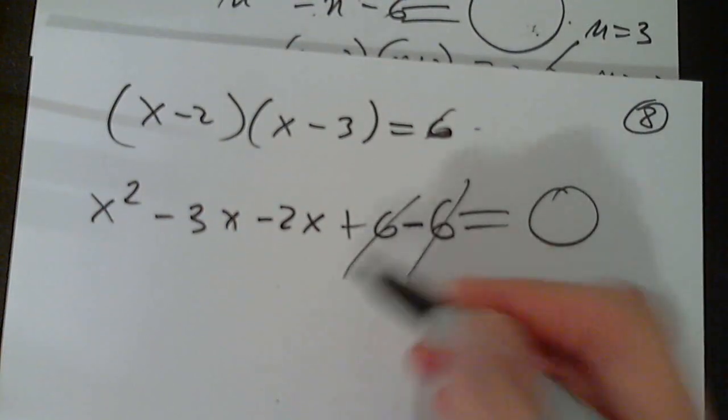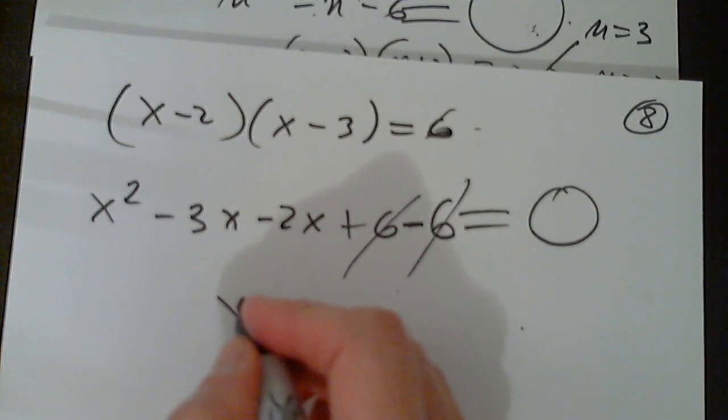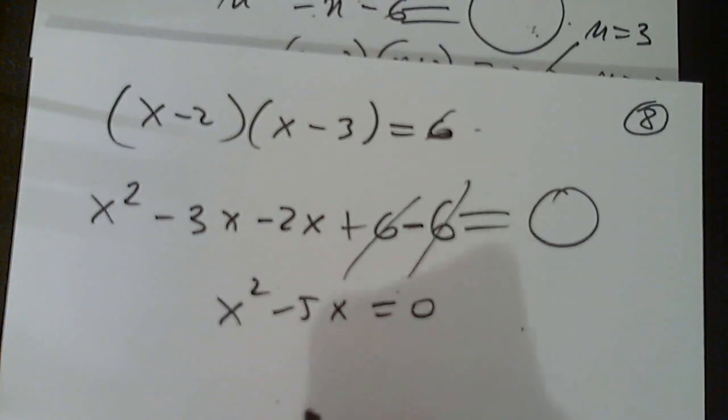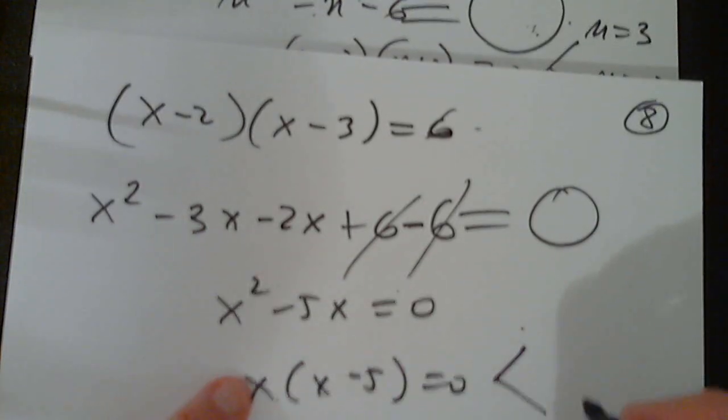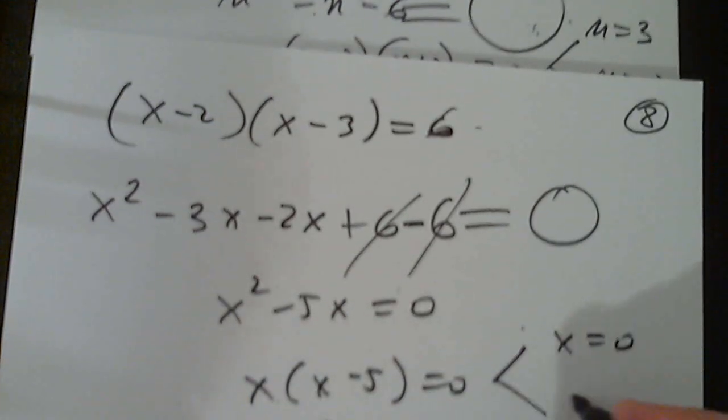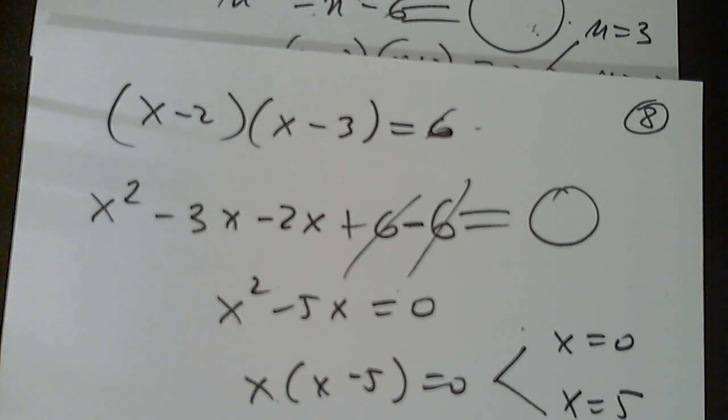Oh, nice. So then I have x² − 5x = 0. I factored out x, and I get two options. x can be 0, x can be 5. Any questions?